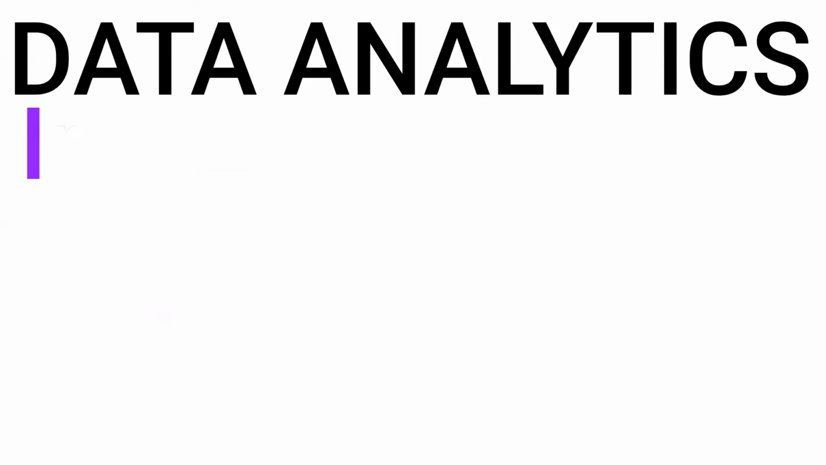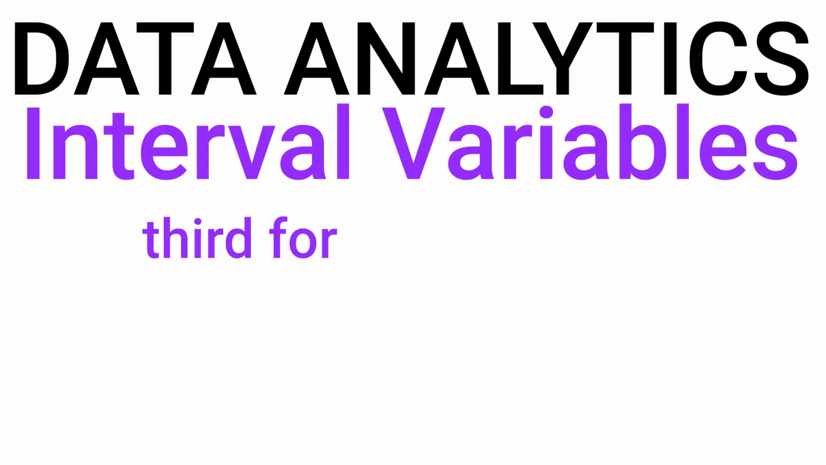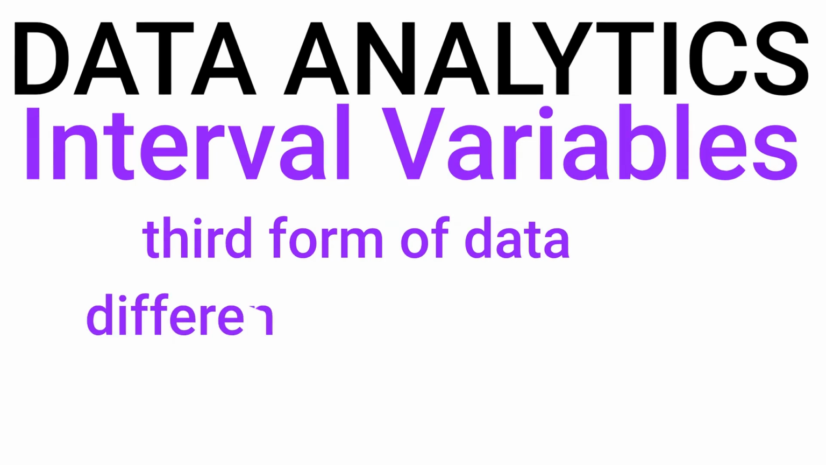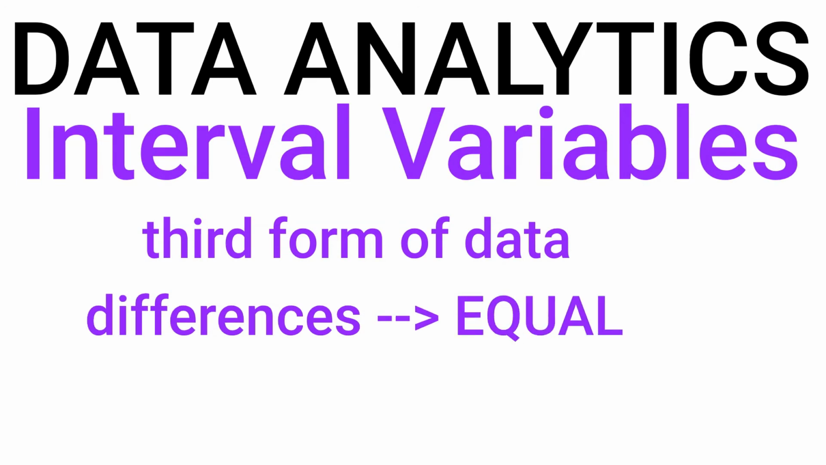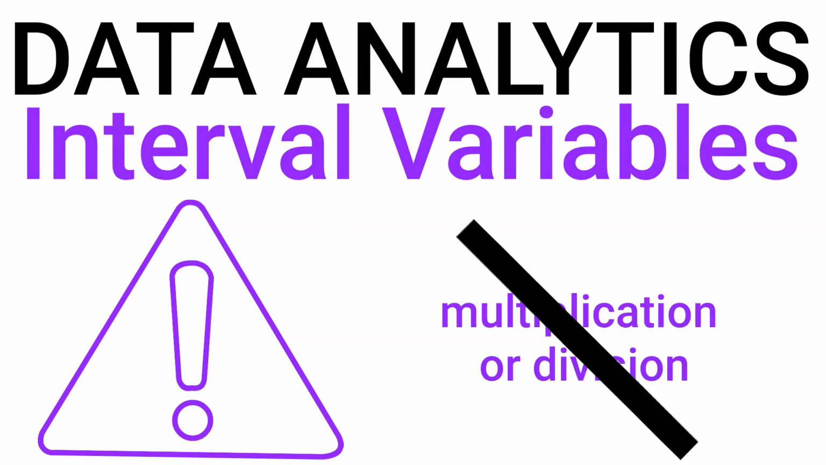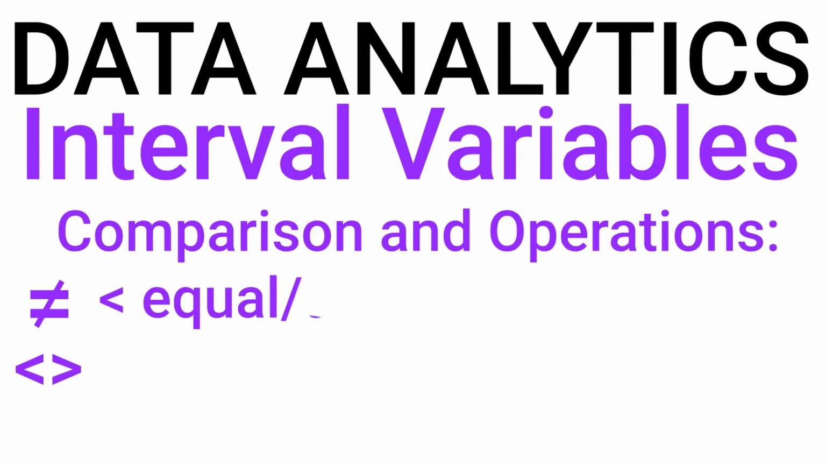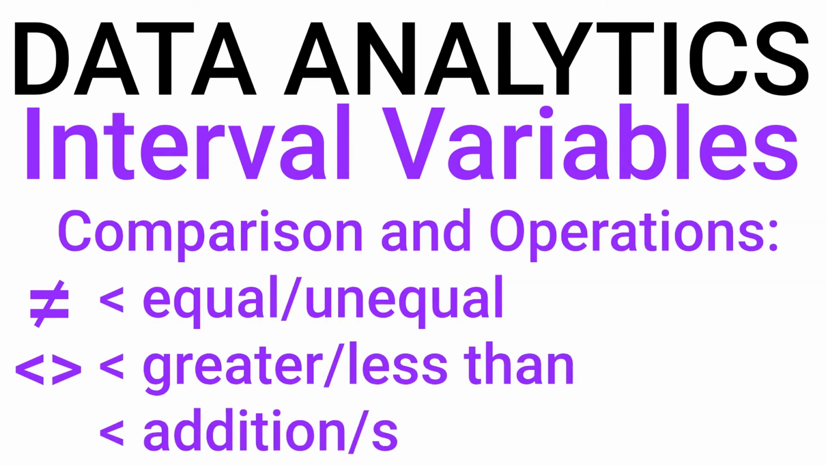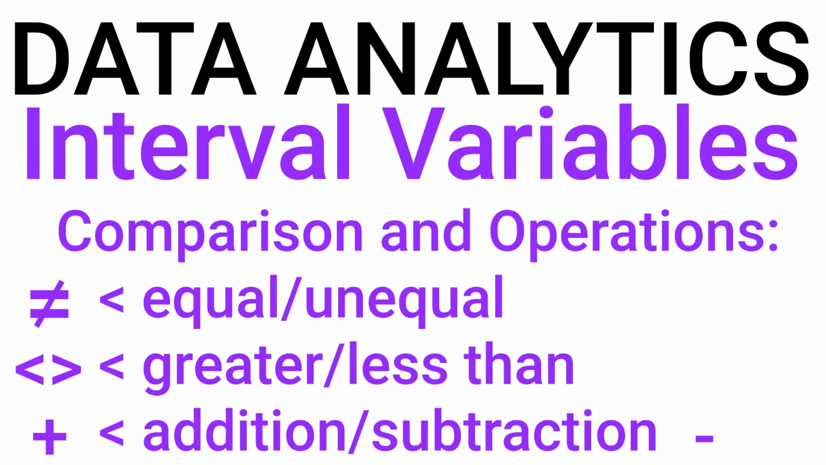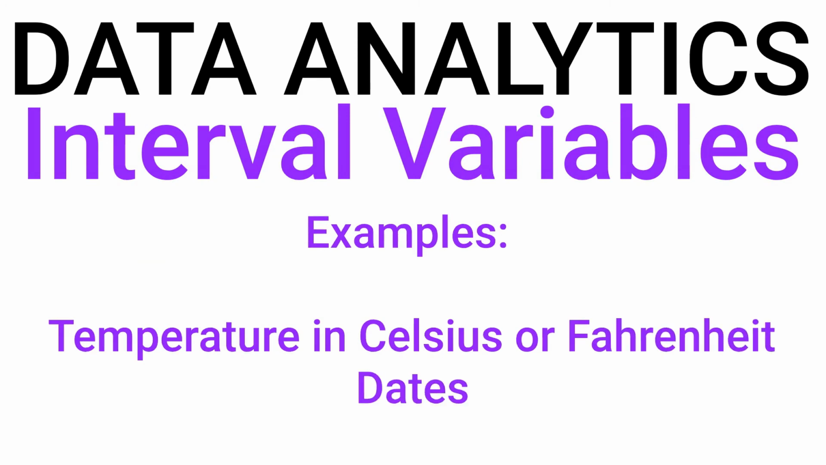The third type of data can be labeled as interval variables. In general, interval means space in between, and this tells us that for interval variables, the differences between the single values or scores are equal. Interval variables don't have a meaningful zero, so we cannot use multiplication or division. Nevertheless, interval variables enable the following comparisons and operations: equal or unequal, greater or less than, additions and subtractions. Examples of interval variables are temperature in Celsius or Fahrenheit or dates.